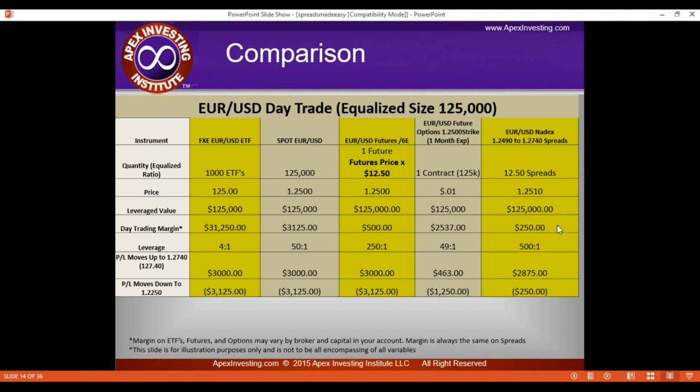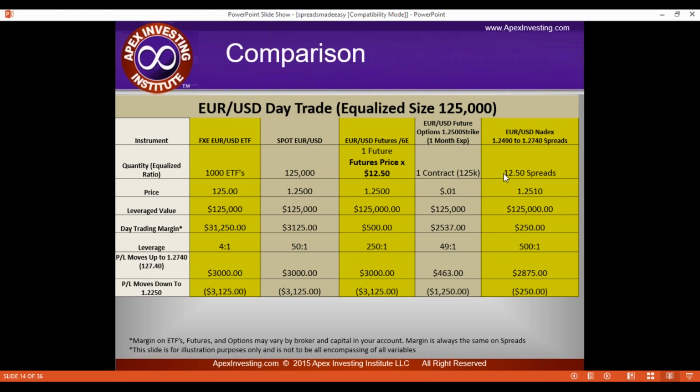Let's say, for example, though, you're trading a Nadex spread, and you're trading this particular spread right here, the 24.90 to 27.40. Again, still controlling the same amount of money, but only having to put up about $250 in margin. So you can see the difference here: $31,000, $3,100, $500, $2,500, or $250. Giving you a 500 to 1 leverage there.